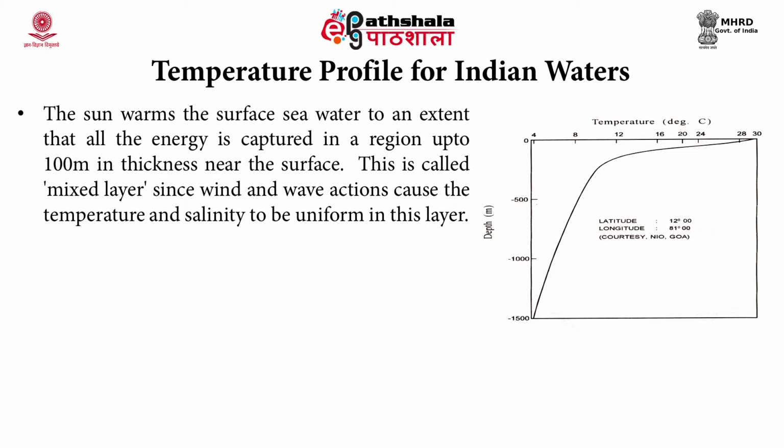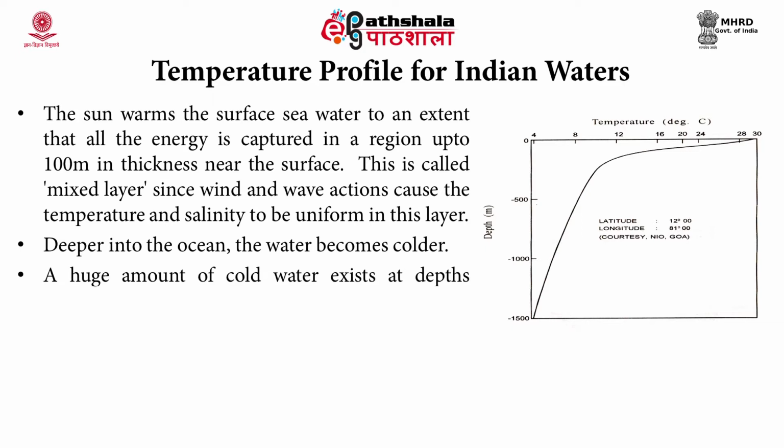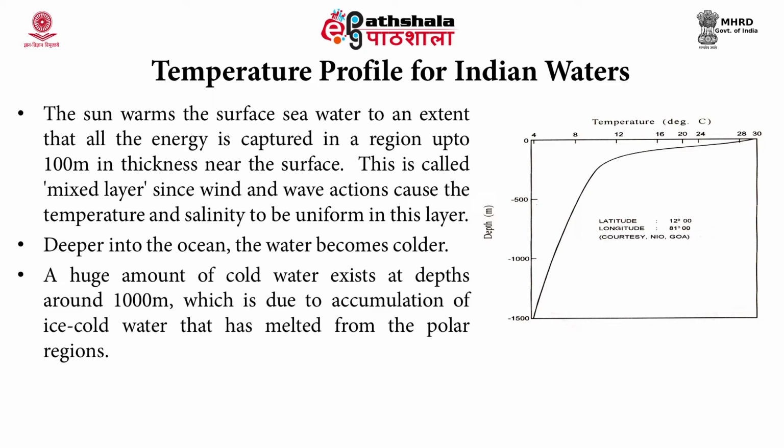This is called the mixed layer, since wind and wave actions cause the temperature and salinity to be uniform in this layer. That's why the temperature difference is not so prominent. As we go deeper down into the ocean, the water becomes colder. A huge amount of cold water exists at a depth of around 1000 meters, which is due to accumulation of ice cold water that has melted from the polar regions.